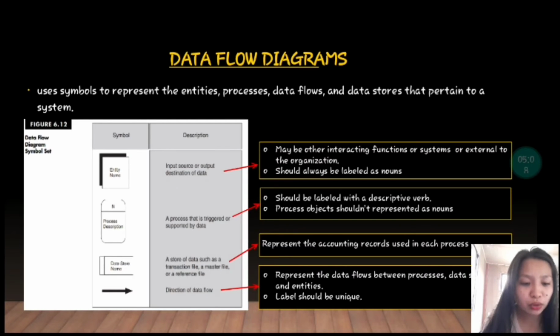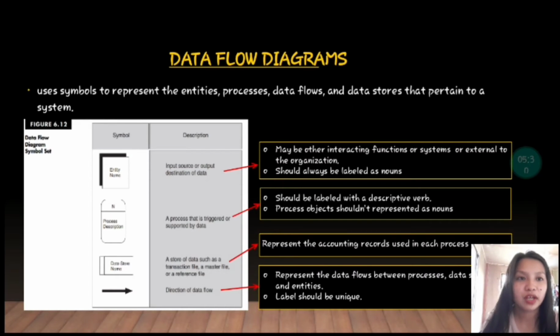And also, the labeled arrows connecting the process objects represent the flows of data, such as sales order, invoice or shipping notice. So, these invoice, shipping notice, and sales order could be the labels for your arrows.